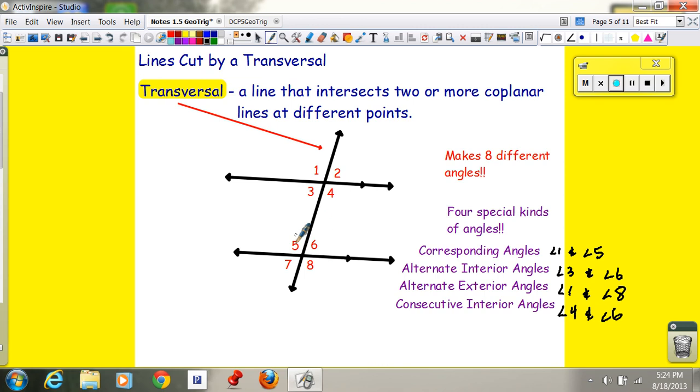And same thing with the other alternate interior. 4 and 5 would be alternate interior. 1 and 8, 2 and 7, those would be alternate exterior. And like I said, 3 and 5 and 4 and 6 are my consecutive interior.